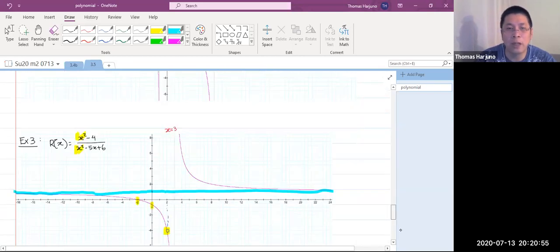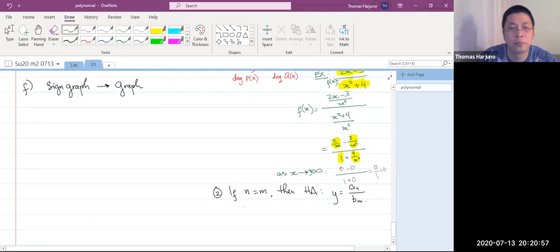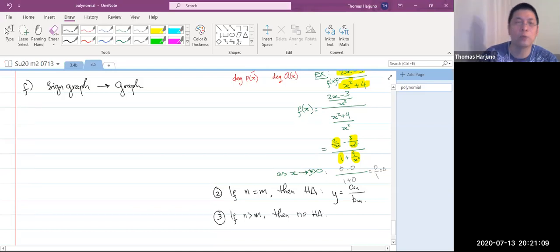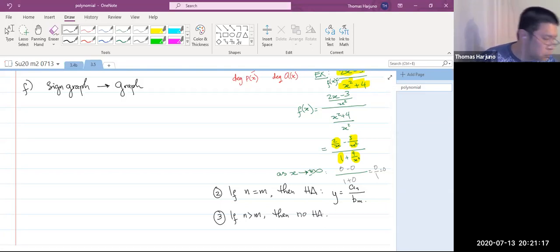Now, what if the degree on the top is more? If the degree on the top is more, then there is no horizontal asymptote. Now, this one you have to memorize. Now, let me pick one problem on which we will work, using whatever we have learned so far.